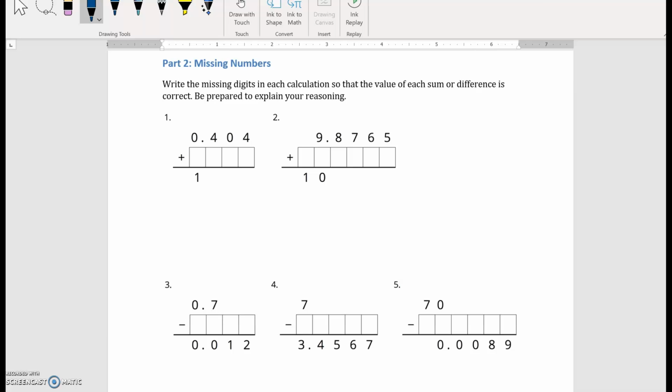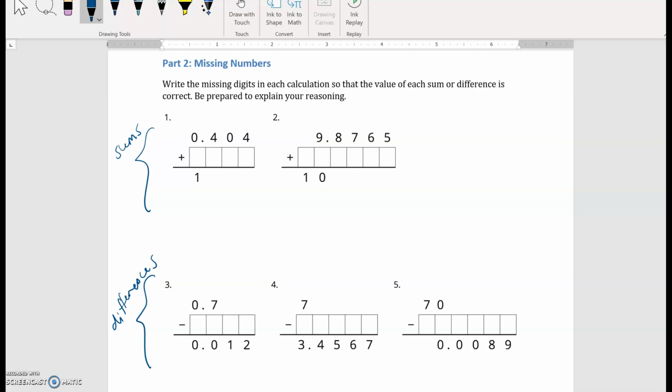It says to write the missing digits in each calculation so that the value of each sum or difference is correct. Number 1 and number 2, we're doing sums. Number 3, 4, and 5, we're doing differences. And these are like little puzzles. I'm going to model number 1, and you will do number 2 after the model.